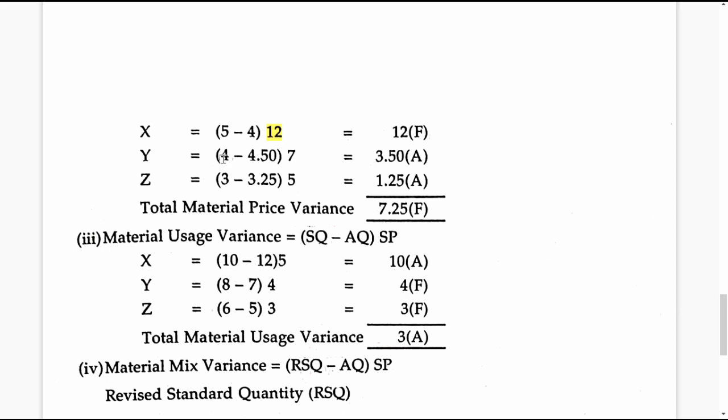Material Y, 4 rupees is the standard price, whereas the actual price is 4.50 into actual quantity 7. The answer is 3.50 adverse. The reason: the actual price is more than the standard price. Then Z, standard price is 3, whereas actual price is 3.25 into actual quantity 5. Here also the actual price is higher than the standard price. Therefore the answer is adverse, 1.25 adverse. If you sum up all the 3 answers, you get the total of 7.25 favorable.